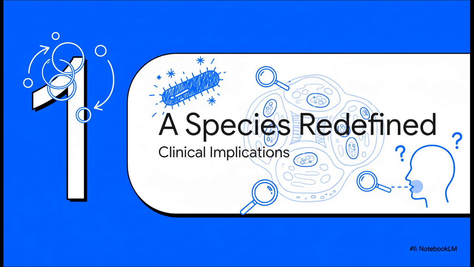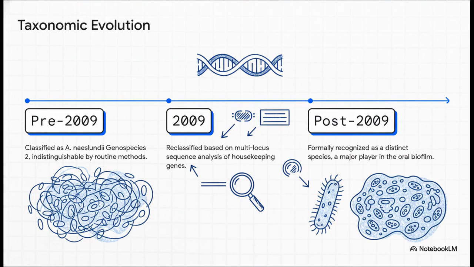And look, this is way more than just some dusty old taxonomic shift. Why? Because this reclassification back in 2009 has direct, real-world clinical implications. So, check this out. Before 2009, Actinomyces oris was basically hiding in plain sight. We just knew it as Actinomyces naeslundii genospecies 2, and our routine methods couldn't tell them apart. Then in 2009, researchers used multi-locus sequence analysis, or MLSA, on housekeeping genes, and boom, that gave us the clarity we needed. After that, Actinomyces oris was officially recognized as its own distinct species, and it turns out it's the most abundant one of that old group found in our mouths.